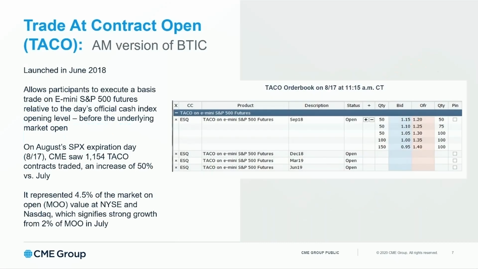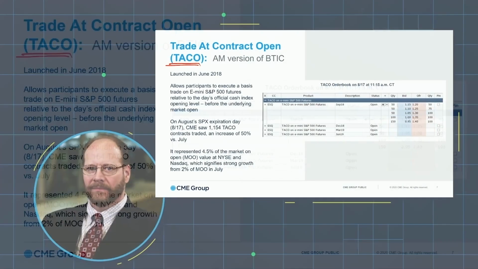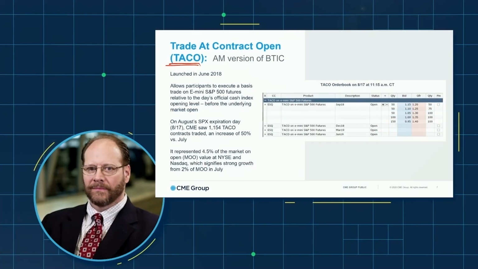The flip side of that is what we call trade at contract open, shortened to TACO. And TACO is basically a BTIC trade, but it's done on the opening. You may recall from our day one session on equities in the foundational principles lessons, we talked about this concept of a SOQ, special opening quotation, that indexers provide every day on their index products.